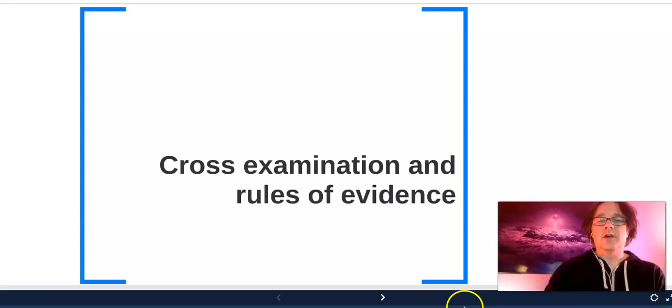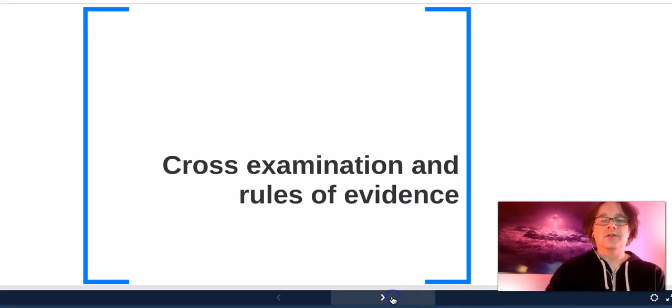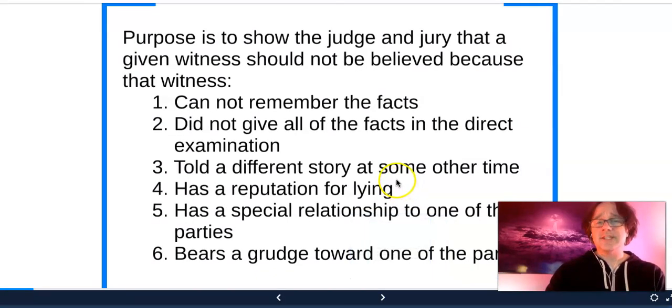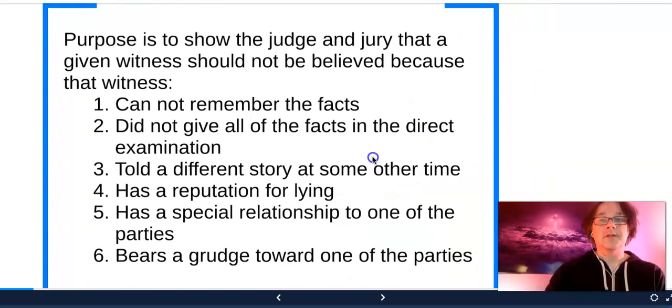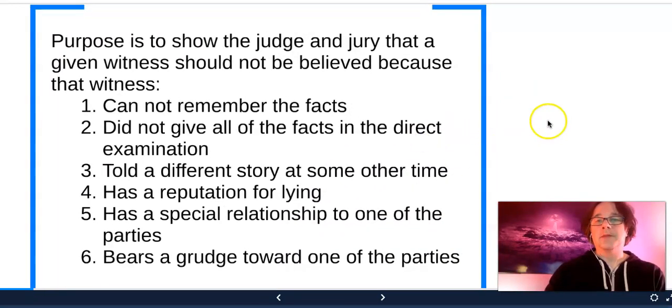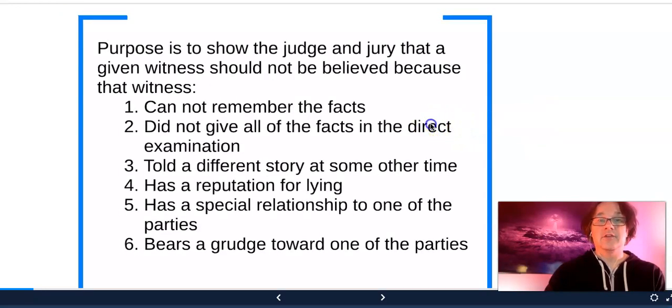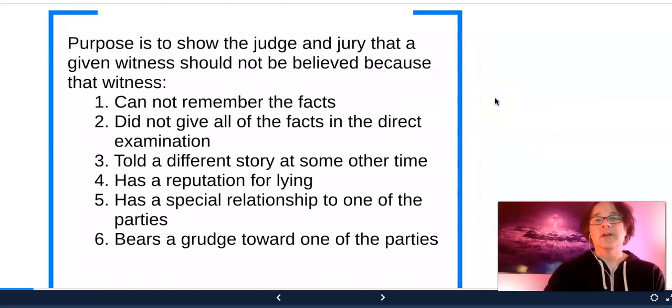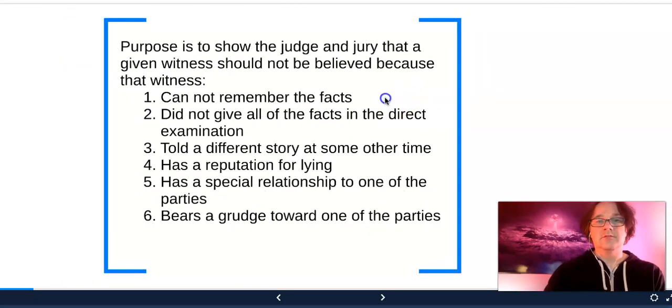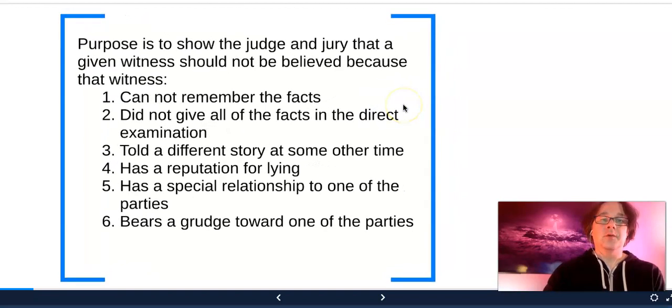Okay, so let's get going in terms of cross-examination. What is the purpose? This we know happens after an attorney for the other side has completed their direct examination of their witness. Then you have an opportunity to cross-examine their witness. So the purpose is to show the judge and the jury that a witness should not be believed because of one of the following reasons.